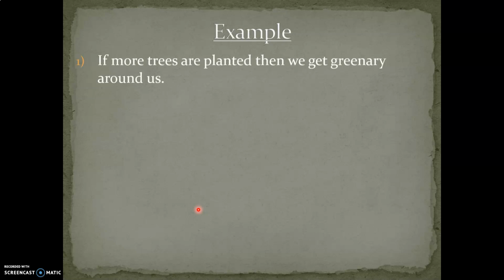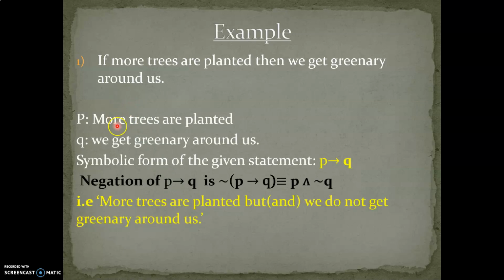Example: if more trees are planted, then we get greenery around us. Since if-then is used, it is definitely an implication. So P is: more trees are planted. You will not write "if" in the simple statements. It is the connective applied to these two simple statements, so we have to remove it before writing P and Q. And Q is what comes after "then", the second statement: we get greenery around us. So the symbolic form of this given statement is P implies Q.